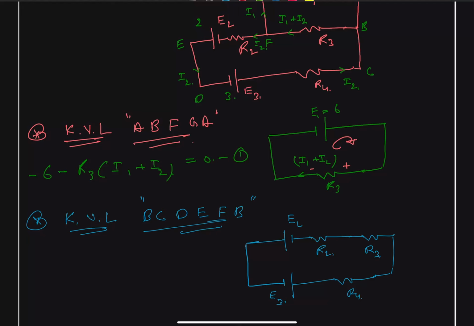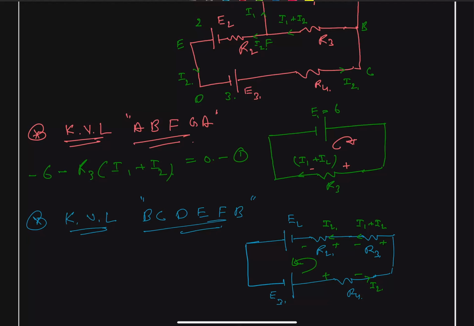And the current through R3 is our I1 plus I2, current through R2 is our I2, and current through R4 is also our I2, and direction will be plus minus, plus minus, plus minus. And we can just take the loop. Let us take the loop in this direction.